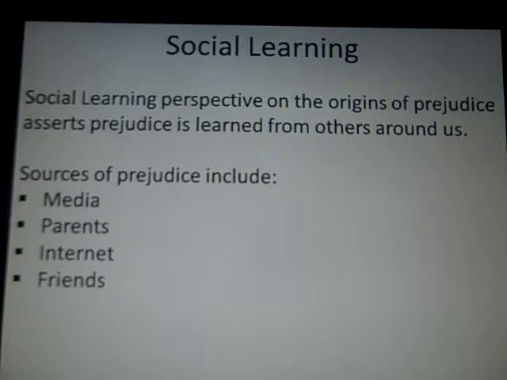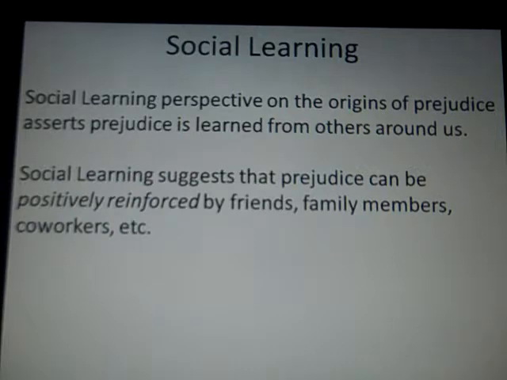Parents, the internet, friends, these are all sources of prejudice. Social learning suggests that prejudice can be positively reinforced, like we just talked about with the young child who was a member of the Klan, and was associated with the Klan, I guess I should say. Was being positively reinforced. These prejudices, whether they're prejudices about the city, good or bad, or anything for that matter, can be reinforced by these people.